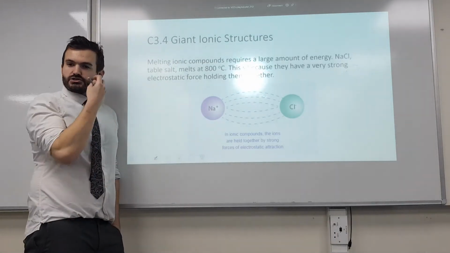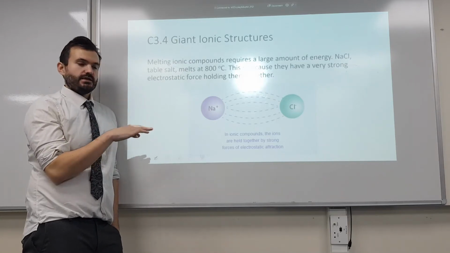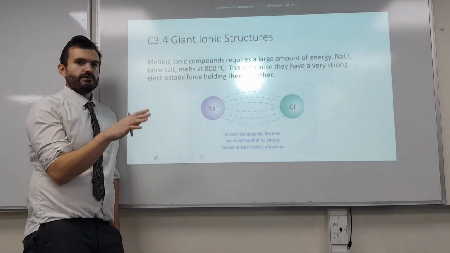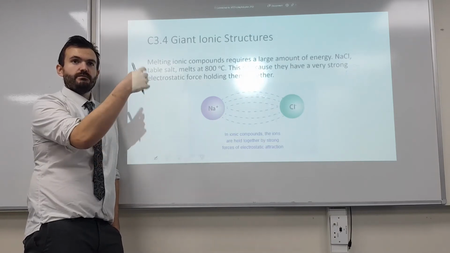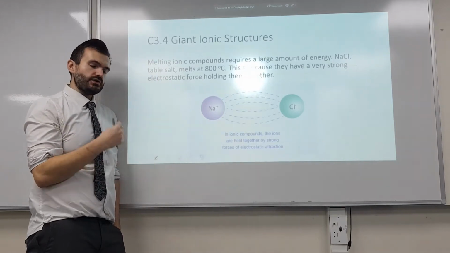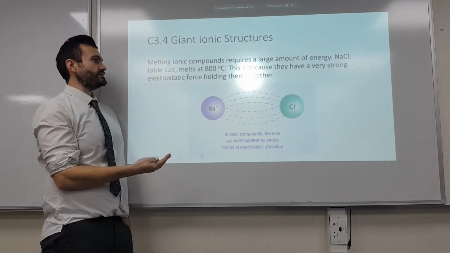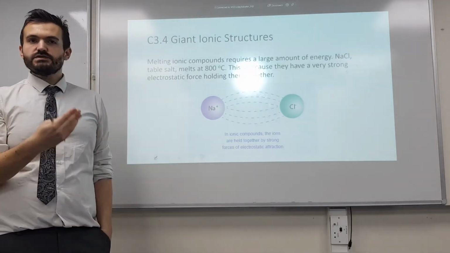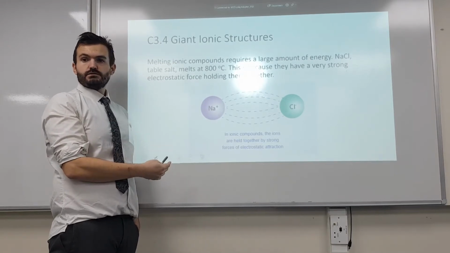Right, so your giant ionic structures are held together by these strong electrostatic forces. They are normally in 3 dimensions because if you've got a positive ion, you can have a negative one above it, below it, left, right, back, forwards, everywhere. So you have lots of these strong electrostatic forces. And these strong electrostatic forces need a lot of energy to overcome, so it's a high melting and boiling point.